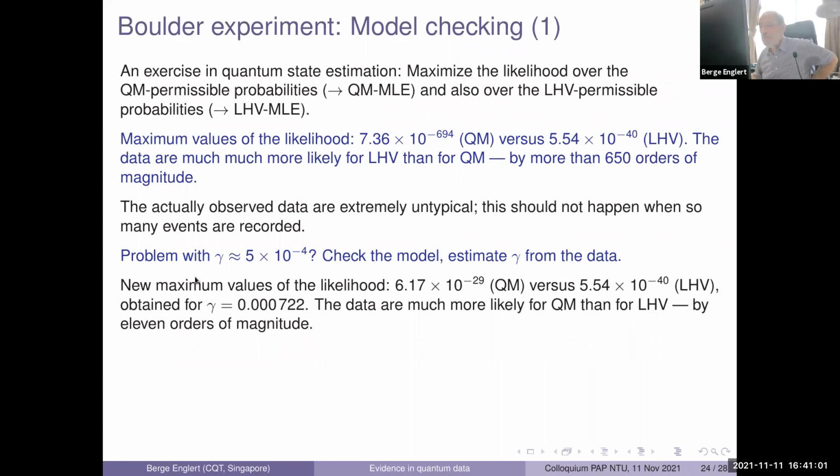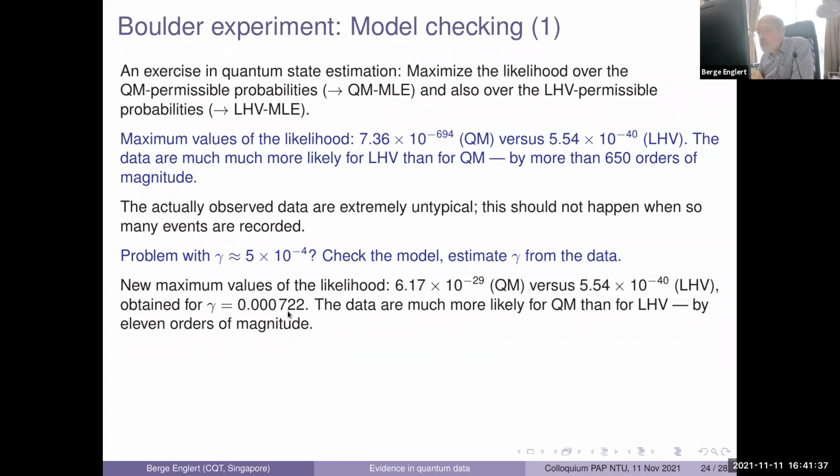So there is a problem with this reported value of 5 times 10 to minus 4. So we check the model. And in this case, this means that we actually estimate gamma from the data, which we can do. And when we do that, we find a value of gamma which is not 5 times 10 to minus 4, but more like 7 times 10 to minus 4. I said 10 to minus 5 earlier, 10 to minus 4. So it's 7 times 10 to minus 4, and so it's about 20% larger really than it is.